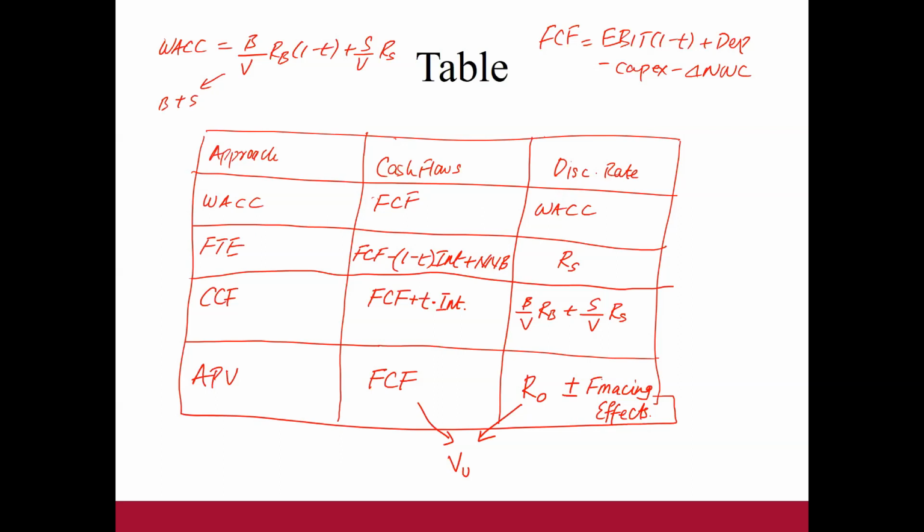Yes, Vic. How do you get rho? Explain that. Oh, R naught. Okay, so R naught is your cost of unlevered equity. Maybe I'll use a different color.